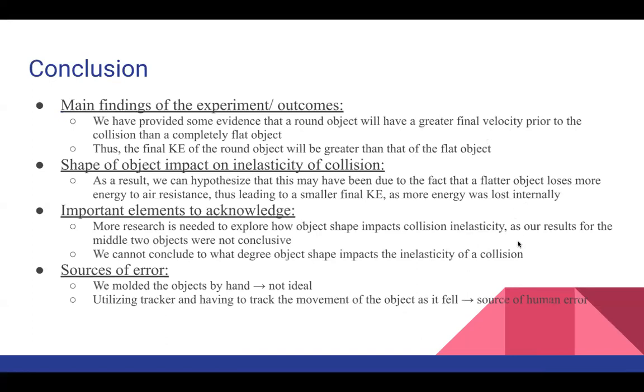So overall, we have provided some evidence that a round object will have a greater final velocity prior to the collision than a completely flat object, and thus it will have a greater final kinetic energy than that of the flat object because it loses less energy internally due to air resistance. Thus, we can hypothesize that object shape does impact the inelasticity of a collision, and this may have been due to the fact that flatter objects lose more energy to air resistance, leading to smaller final kinetic energies.